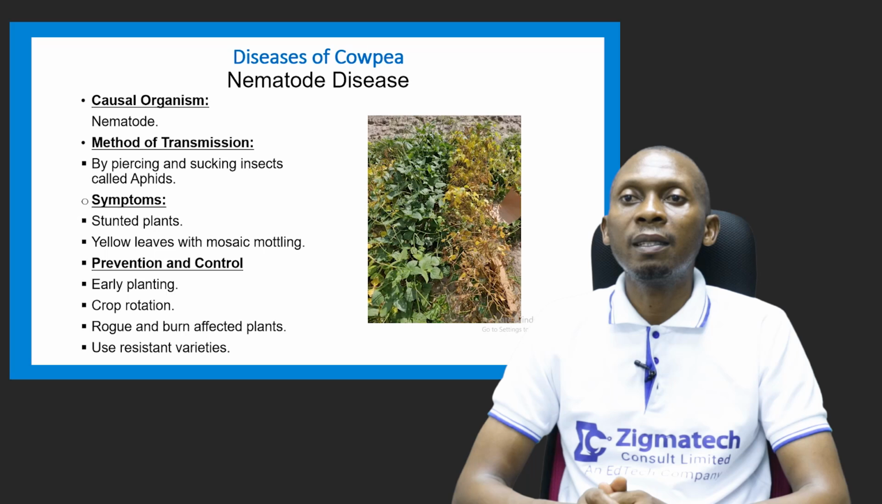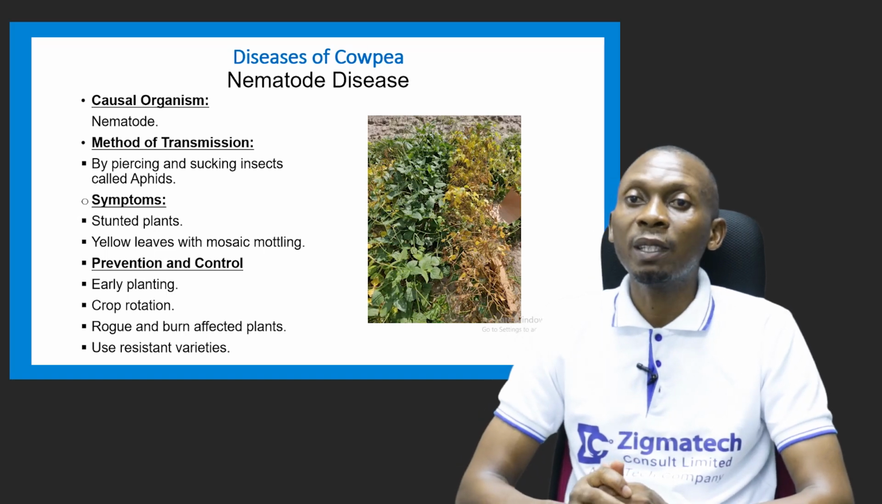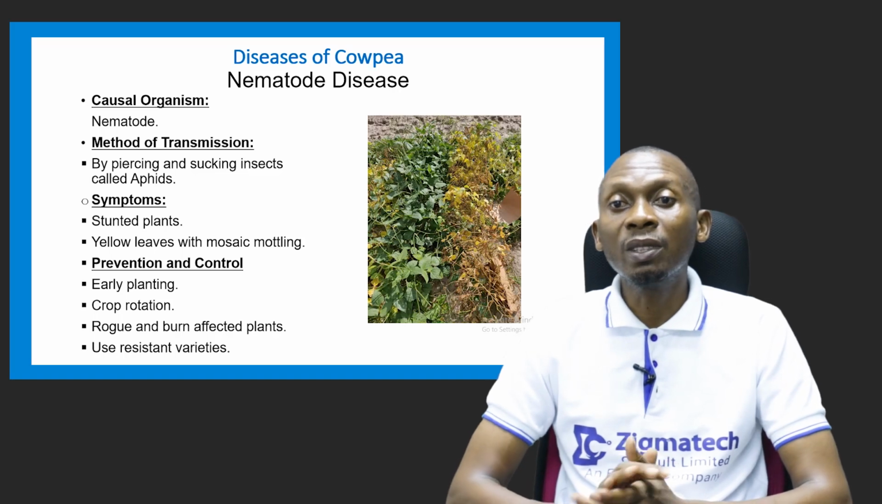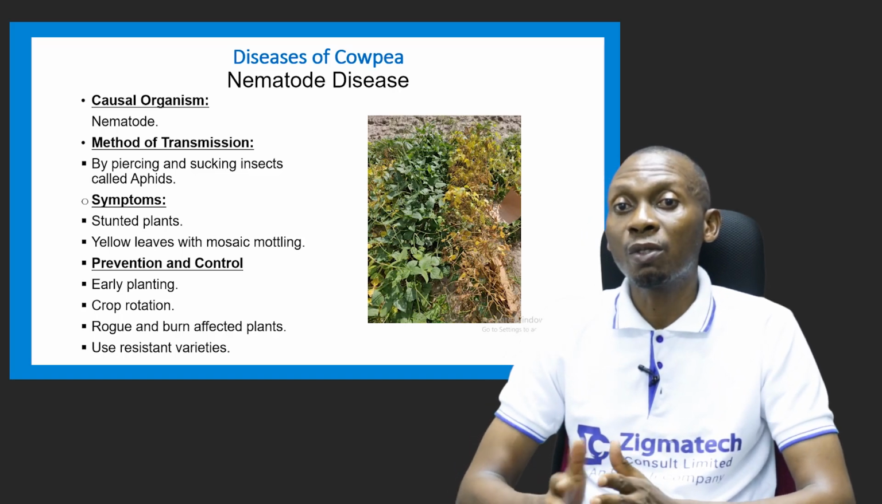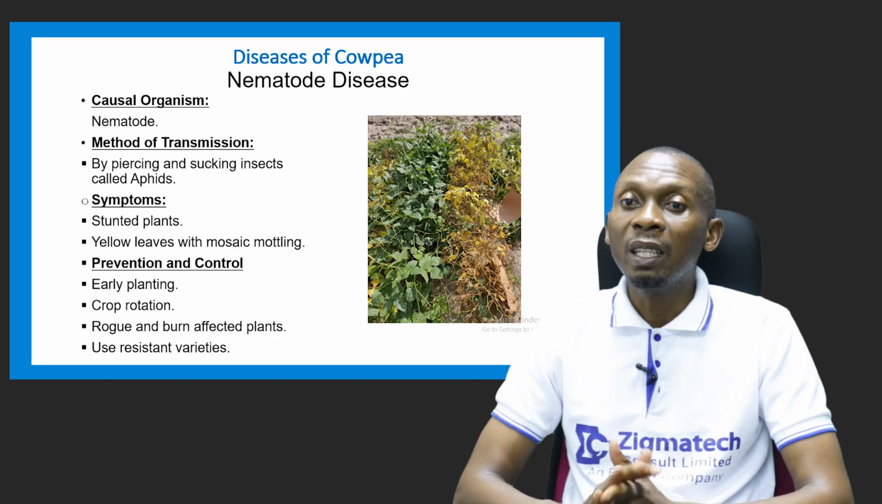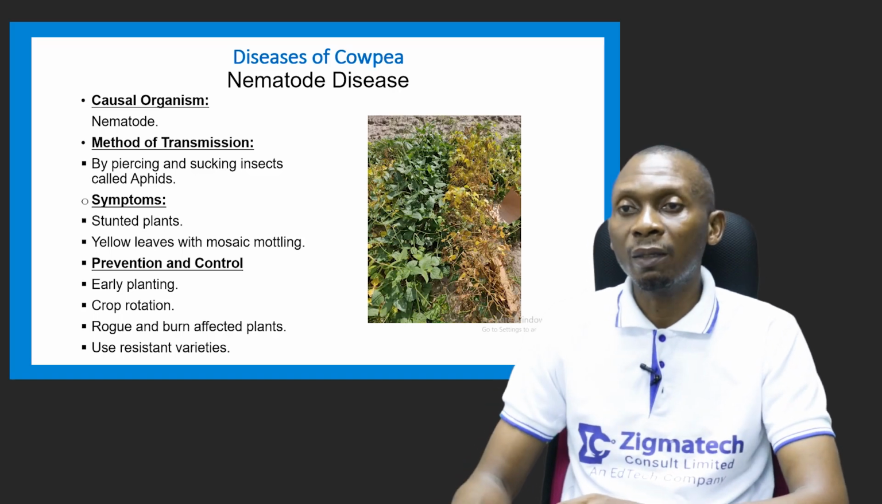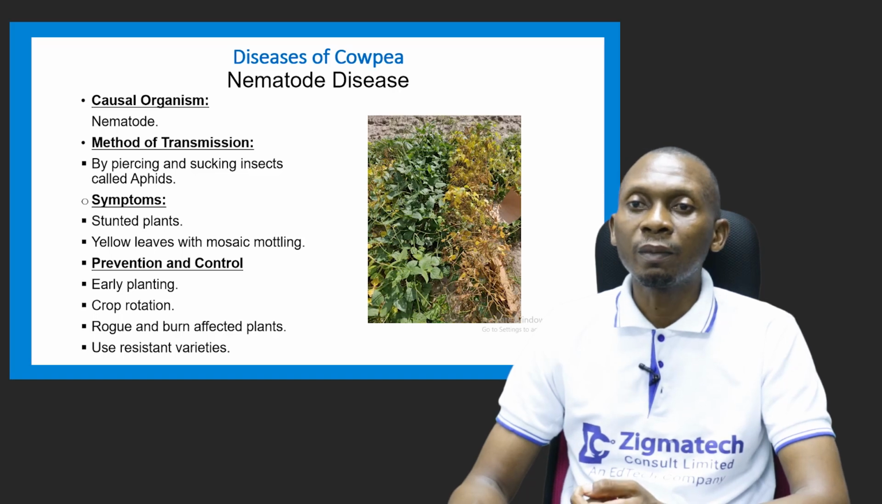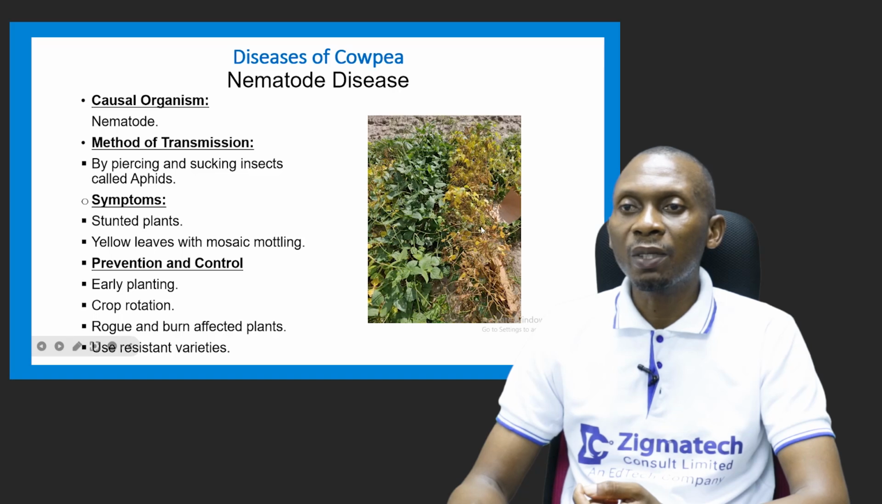Nematode disease is another disease that affects cowpea and is transmitted by piercing and sucking insects, aphids, and it causes stunted plants. The plants become stunted. There will also be yellow leaves with mosaic mottling. When we talk about mottling, it has to do with the size of the leaves. So you can see yellow leaves here, mosaic mottling.